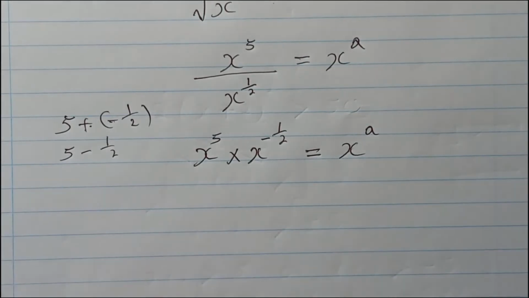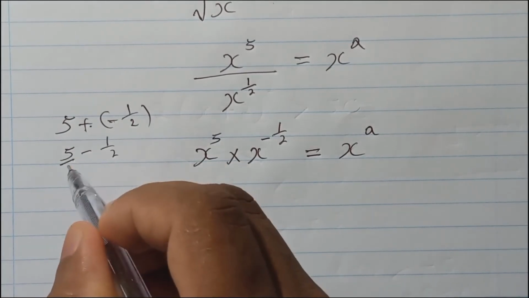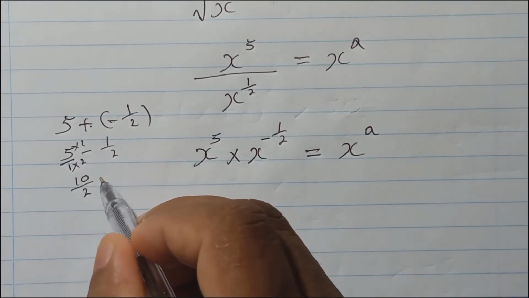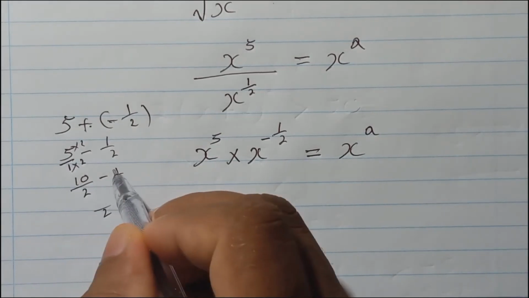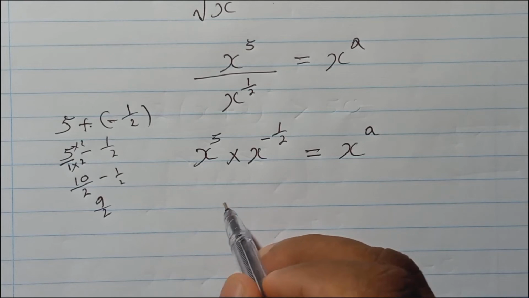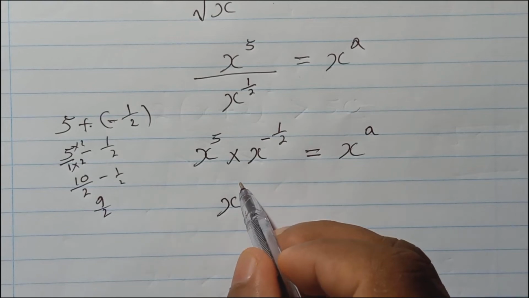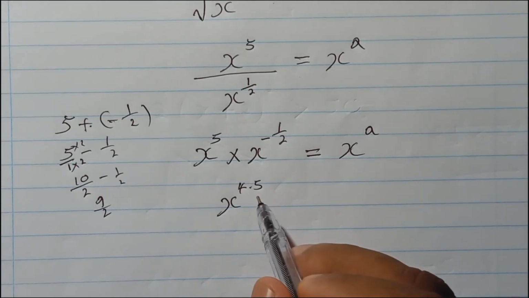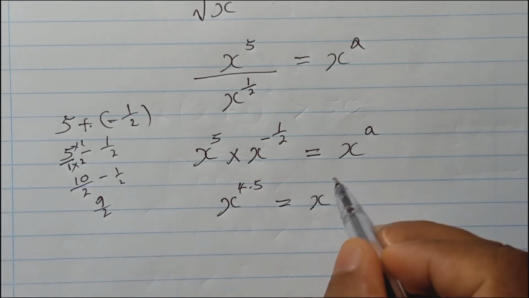But if you can't think that, you can do it like this, or use the calculator. Make the same denominator: here multiply by 2, here also multiply by 2, then here will be 10, here 2 over 2, then with the same denominator, 10 minus 1 means 9, divided by 2 means 4.5, or 4 and a half. So you can write here x to the power, when you add these two together, 4.5, or someone can write 4 and a half as a mixed number, or just 9 over 2, then equals x to the power a.